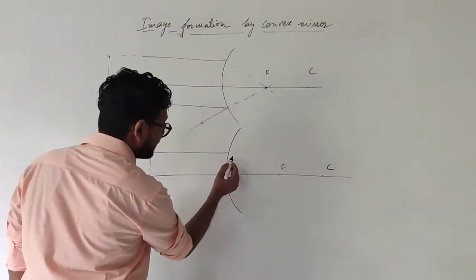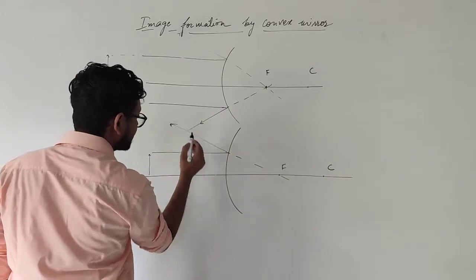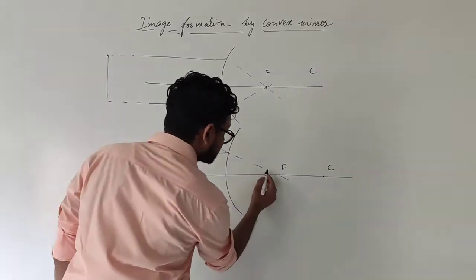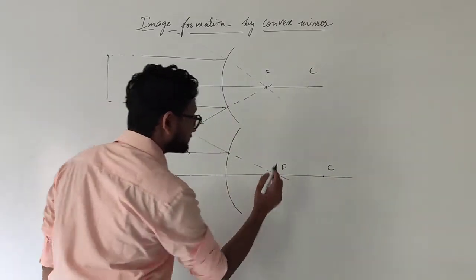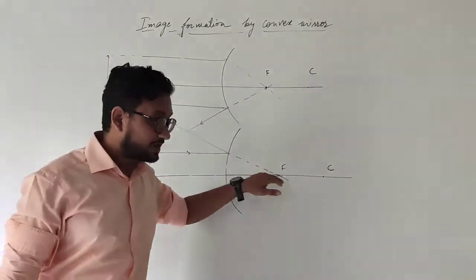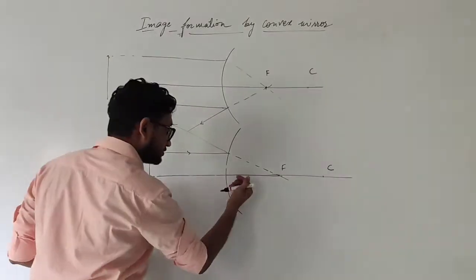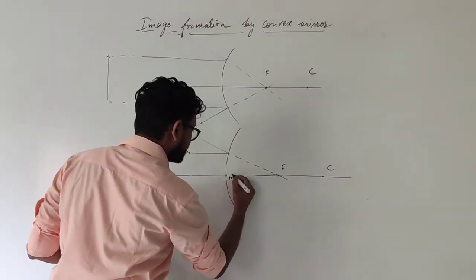Okay, and we know that whenever a ray is parallel, it will pass through the focus like this. So the first ray of light goes like this and it passes through the focus. The first one we take parallel, that is, after reflection it will pass through the focus. Second one, let's take that it is passing through the pole. Okay, so like this.